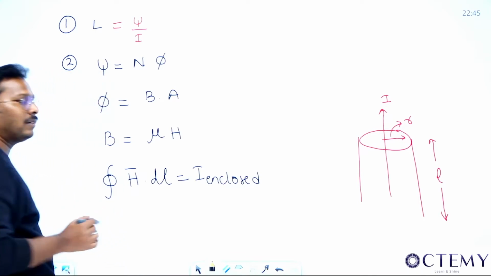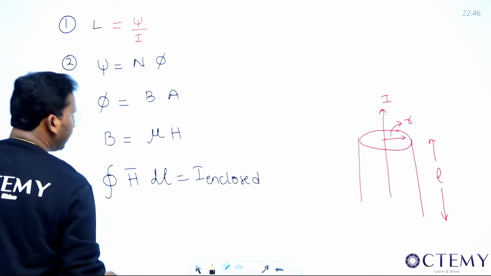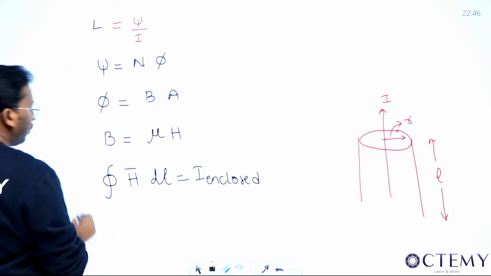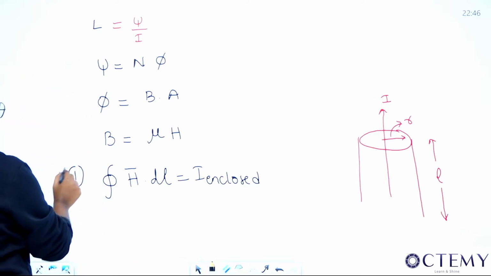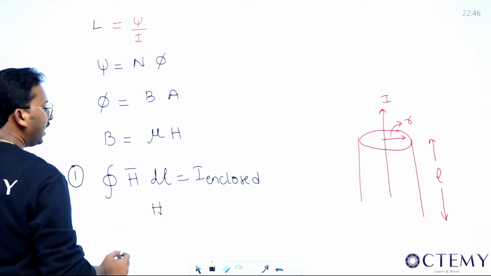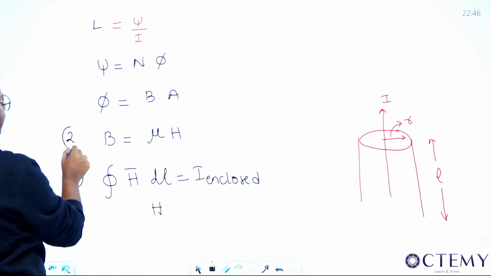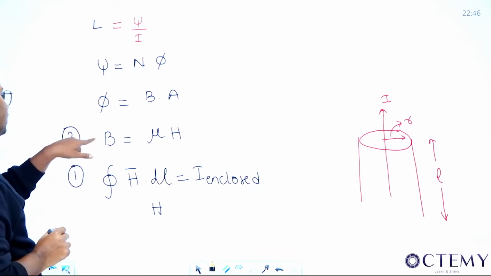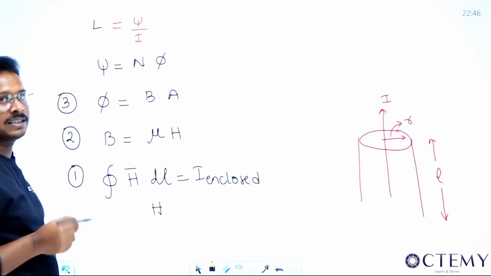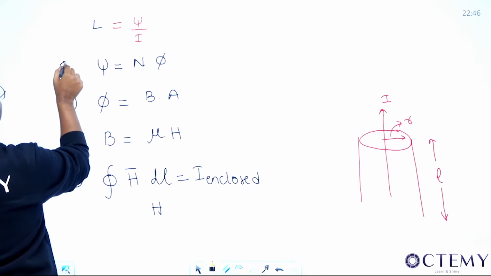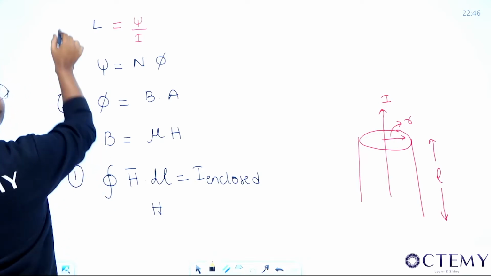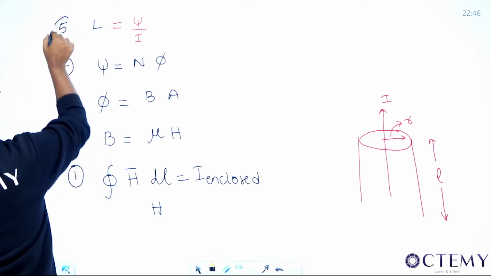So the steps involved are reversed, right? Let me correct this. Our final motivation is to find the inductance. To find the inductance, first I have to apply Ampere's circuital law. From this, I will find H. After H is found, next I will find B. What is B? That is flux density, sir. After the flux density is found, I will find the flux itself. After the flux is found, I will find the flux linkage by multiplying with the number of turns. Then I will finally find the inductance, right?